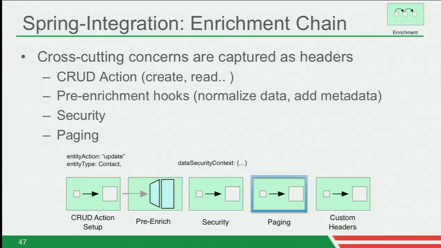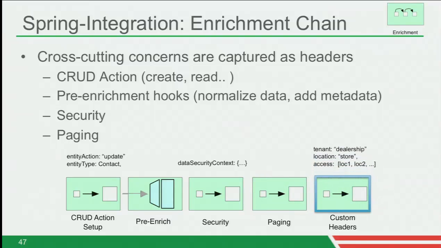In the case of a contact update, there's no need to do any paging. But our reads also go through this enrichment chain, and if we're doing a find by query, then this would be the place where the appropriate headers would be created and extracted from the request and added to the message to say, get me page 3 or get me page 5, and here's my sort order.